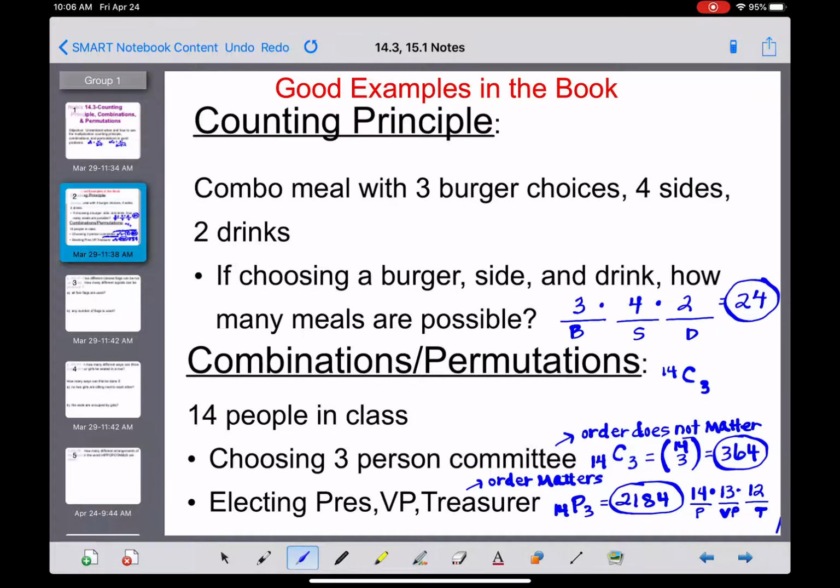You can use that blank method when it's a permutation or when you're just talking about different categories. When order doesn't matter and you're just selecting them, you need to be using a combination.